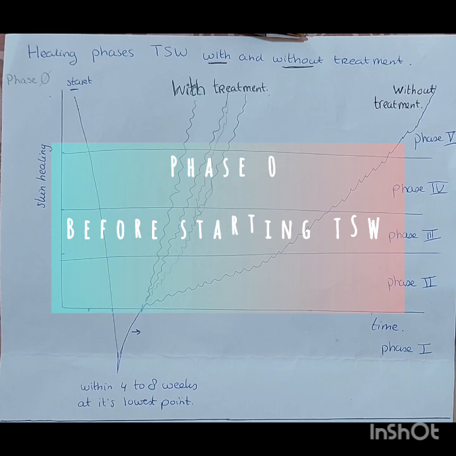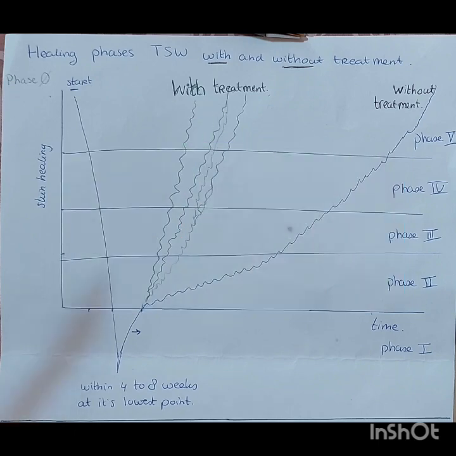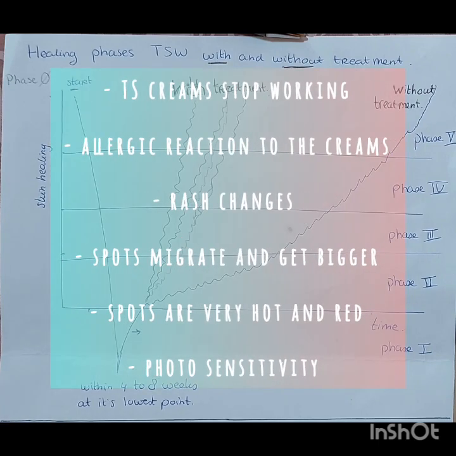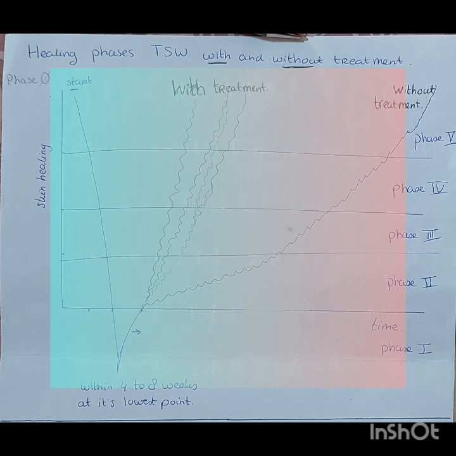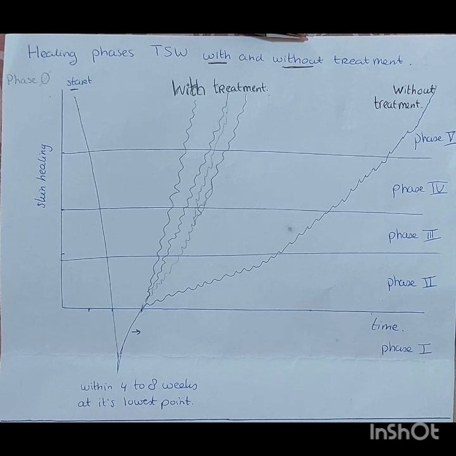withdrawal. So phase zero is where most people notice that the creams stop working. They have an allergic reaction to the cream, or they see that their spots get bigger and bigger and they feel different, like much more hot, and very red, very bright red. Some people develop sun sensitivity, photosensitivity. I had that too in my case. At least for them, there are alarm bells that say, hey, something is going wrong. It's not comparable anymore to my original rash, for which I started using the topical steroid creams.